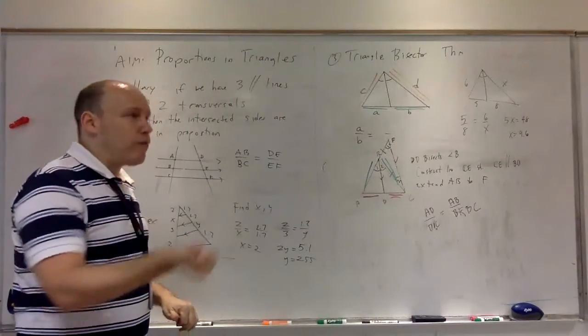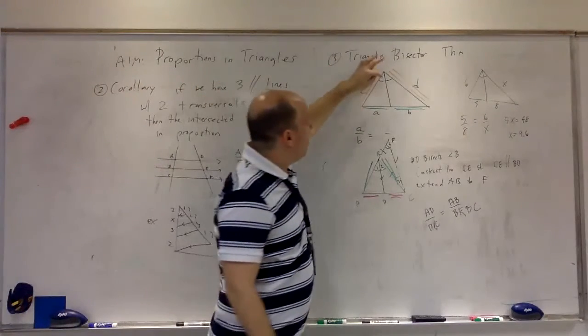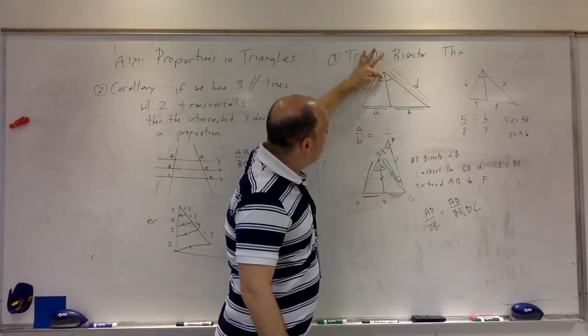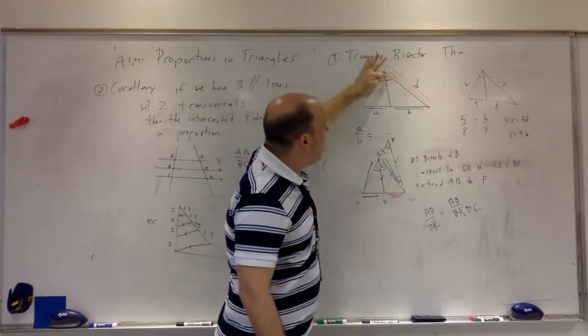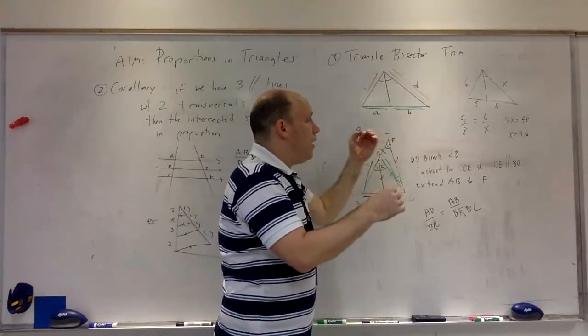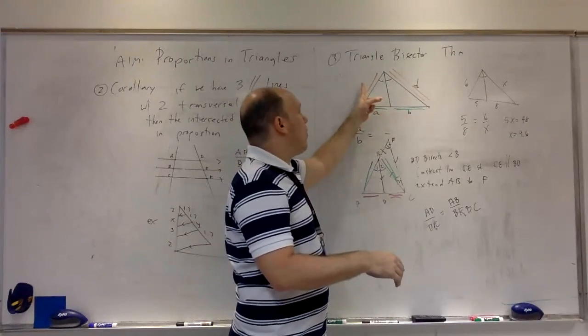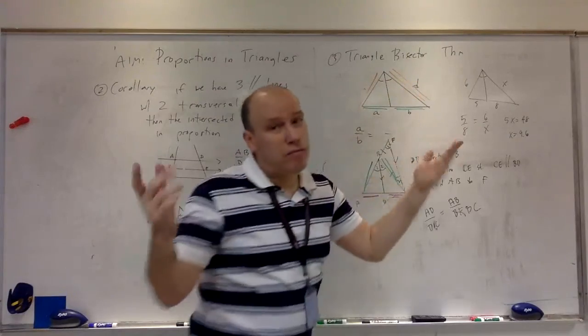so we have the side splitter theorem, we have the corollary, and we have this triangle bisector theorem. So if you see a segment that bisects the angle, it intersects the base such that the parts are in proportion to the ratio of the other two sides.